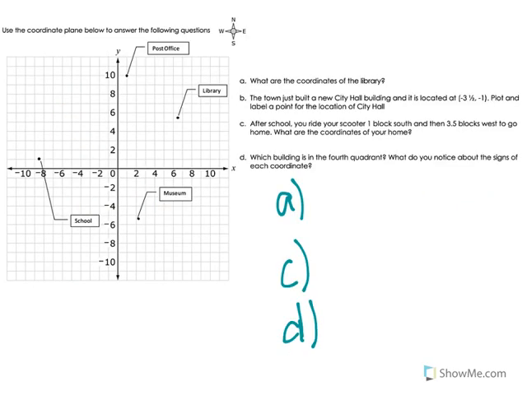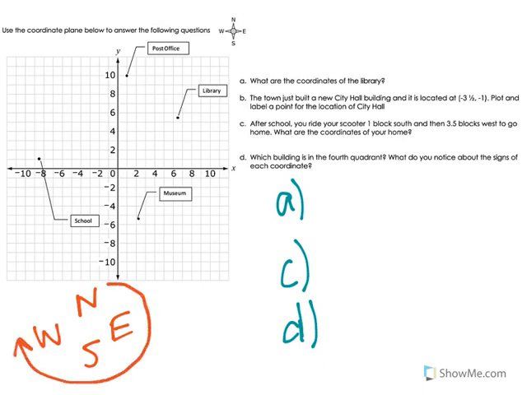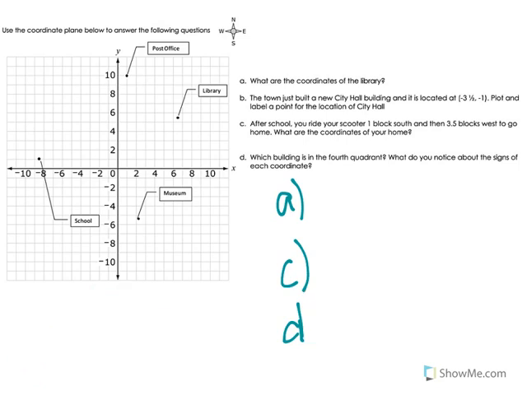All right, teammates. So this last example, we are going to use our understanding of cardinal directions, so north, south, east, and west, or never eat soggy waffles, and our understanding of the coordinate plane. So looking at part A, it says, what are the coordinates of the library? So it's asking for the coordinates. It's asking what is the x value and what is the y value.